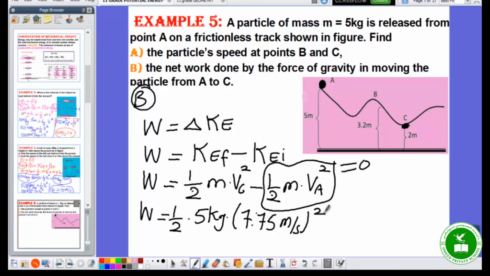Now if we use our calculator, we will get the work done as 150 joules. Work done is equal to 150 joules. Okay, it is around 150 joules work done. We can use the concept of potential energy also here.